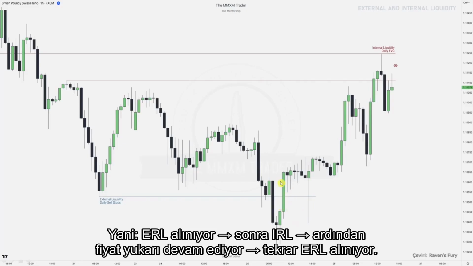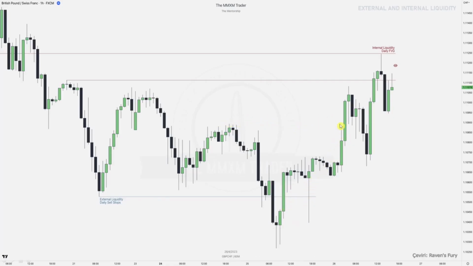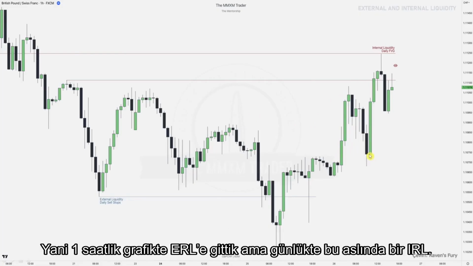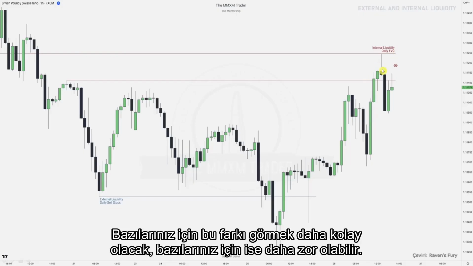internal range liquidity, right? External over here, back to internal, continuing up, up, up, taking out external. Where are we going next? Back to internal, right? Fair value gap down here. And then we're going to go for external again, which is this daily fair value gap. So we went to external on a 1 hour chart, and on the daily it's an internal range.